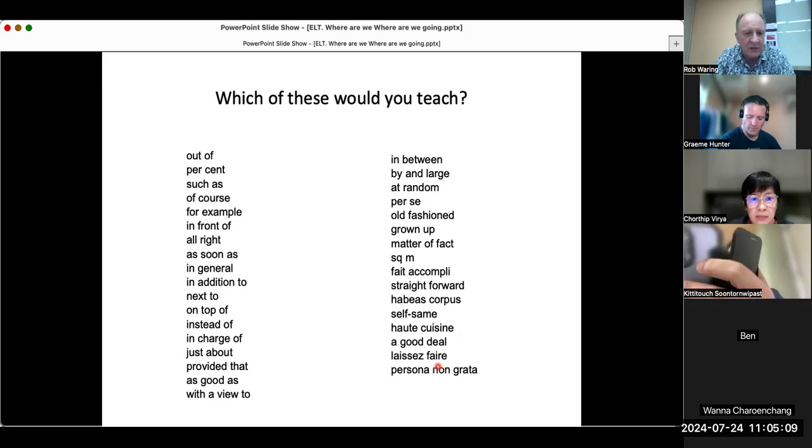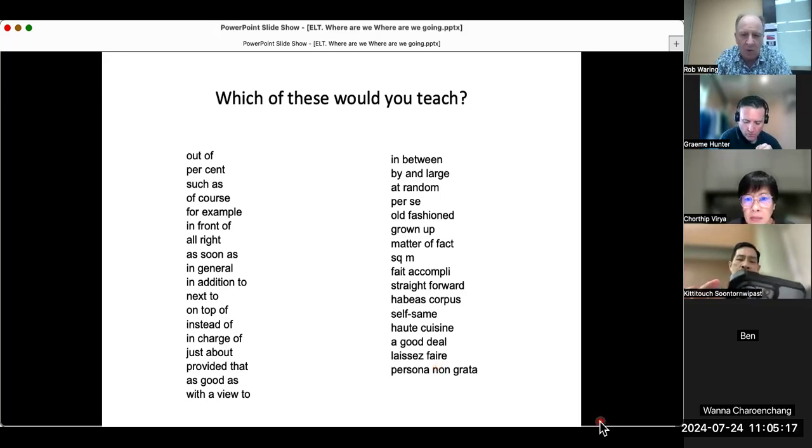So we also have lexical phrases. So for example, these ones here, out of and percent and such as. Which of these would you teach and which of these would you not teach? Typically, I think most of you looking at this list are probably going to say, well, these are going to be pretty important. Maybe I would teach them, maybe I don't need to teach them because they're going to meet them frequently. These ones here seem quite infrequent, and probably I wouldn't teach them.